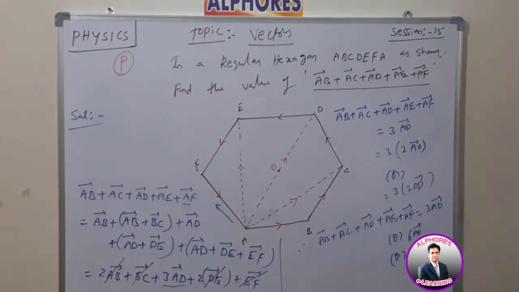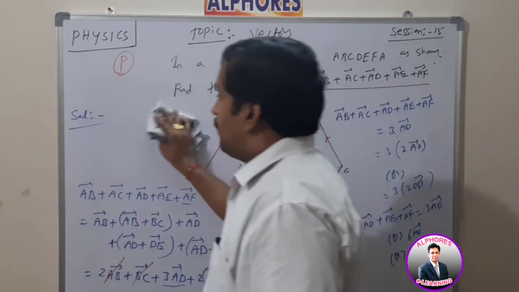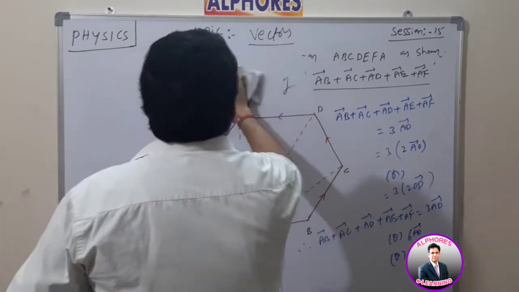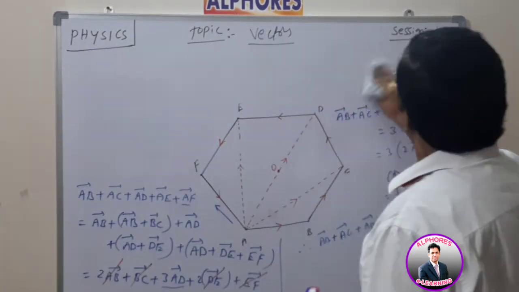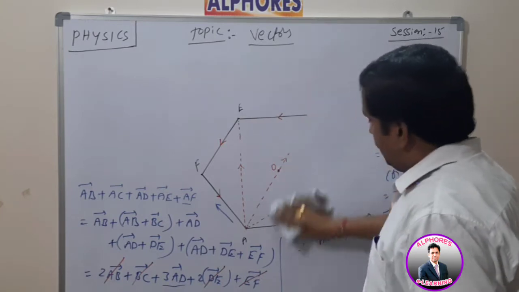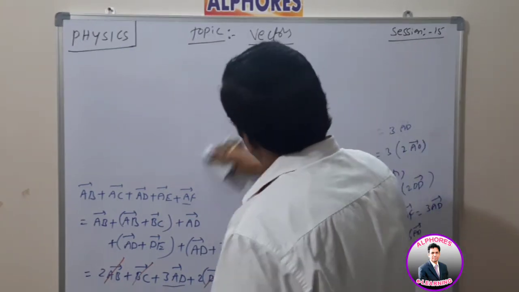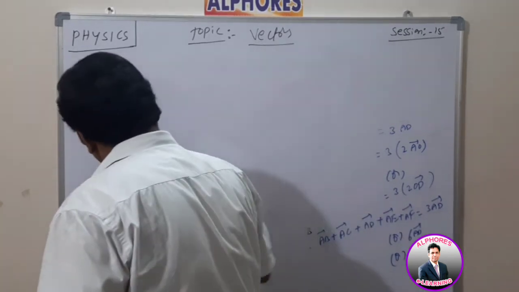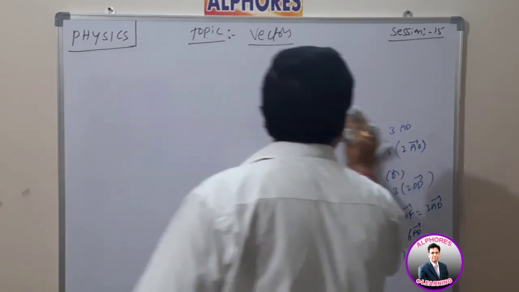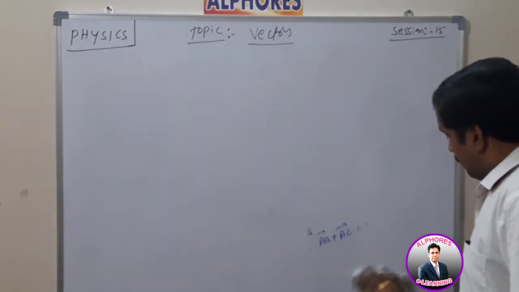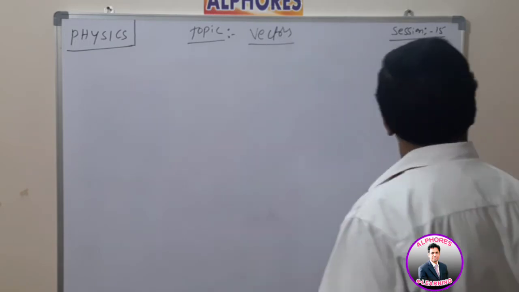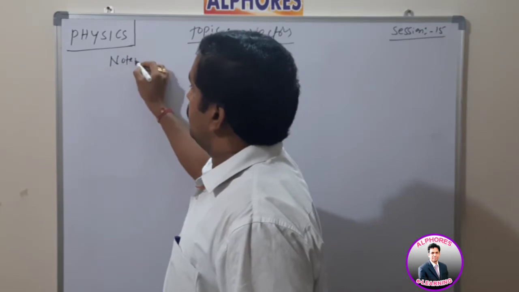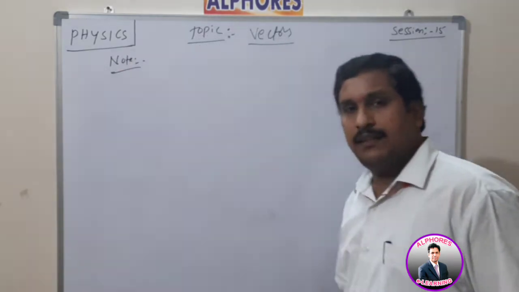Now after completion of this polygon, I have to give one example for the condition for equilibrium based on the regular polygon. So this is a theoretical question. Let us say, note. Suppose, listen carefully.